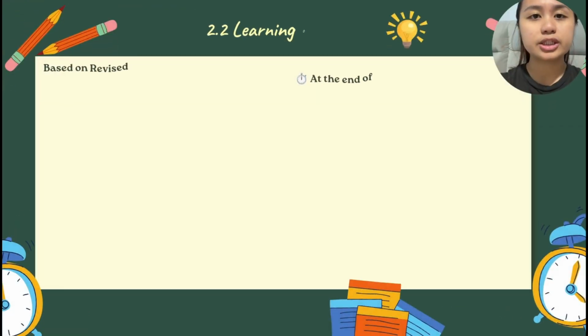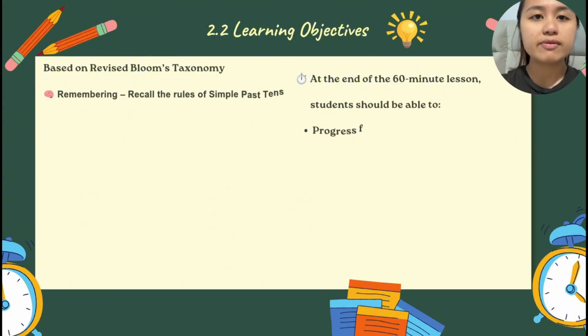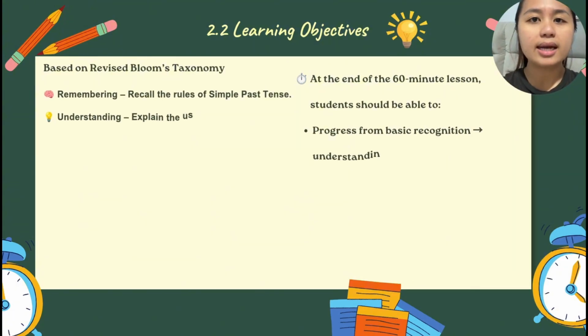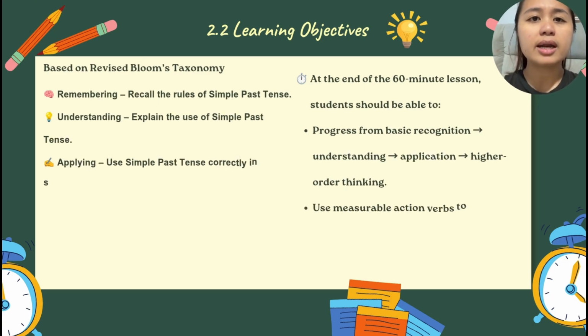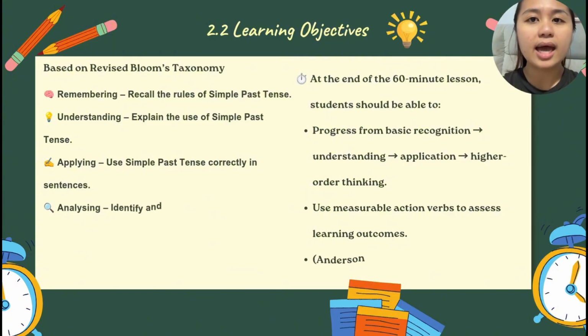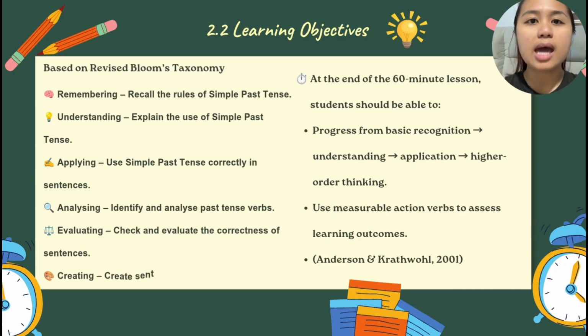My last presentation is 2.2, learning objectives. The objectives are based on the revised Bloom's taxonomy by Anderson and Krathwohl. Students will progress from remembering and understanding to applying, analyzing, evaluating, and creating. By the end of the 60-minute lesson, students should be able to use the simple past tense correctly and create their own sentences. This measurable objective helps the teacher assess whether the learning outcomes have been achieved. So that's all for me.